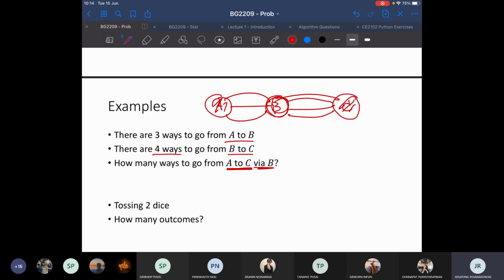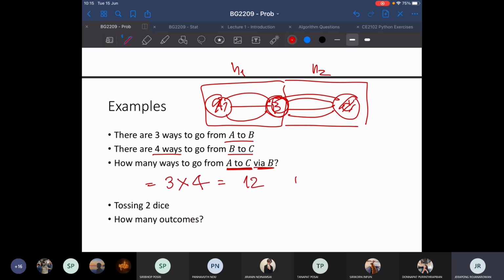So how do you do it? First step you do is this one, right? And the second step is this one. So this one is N1, this is N2, right? How many ways? What is N1? 3 ways. N2, 4 ways. So it's going to be 12 ways.